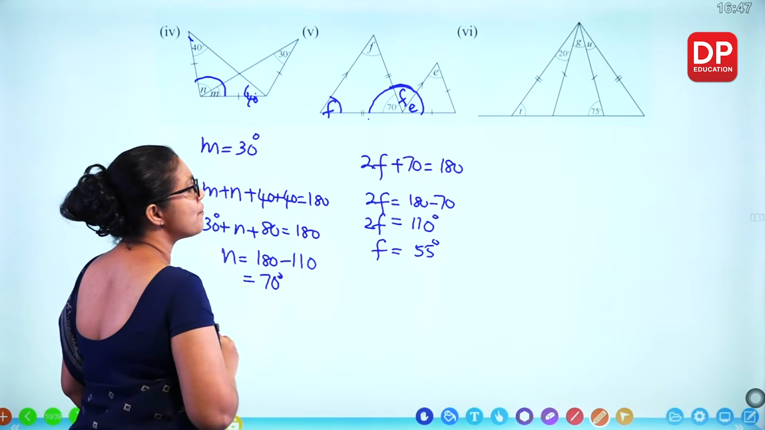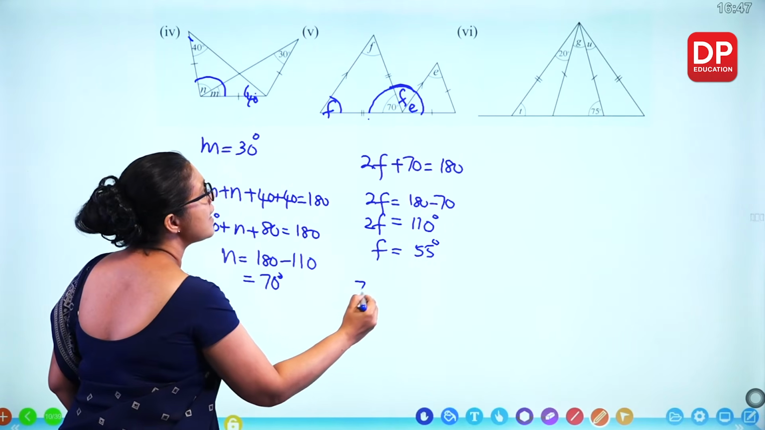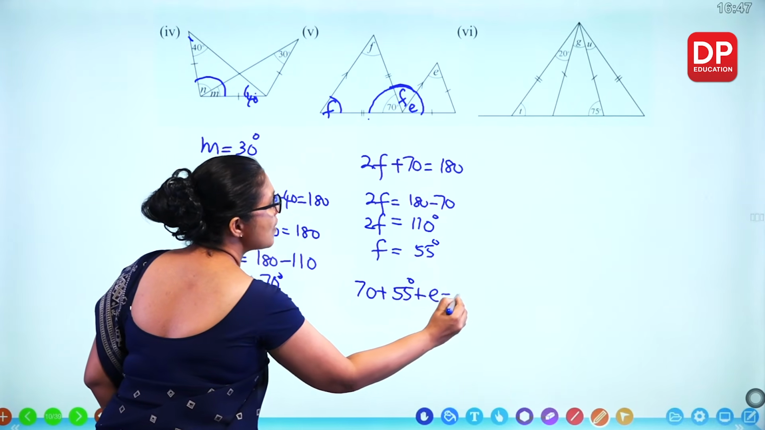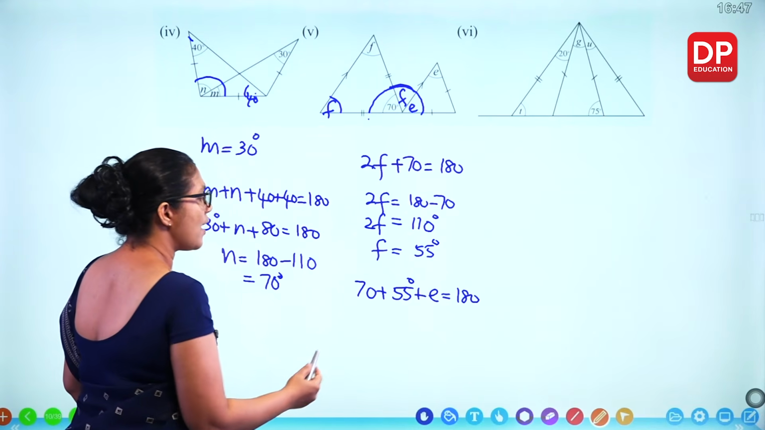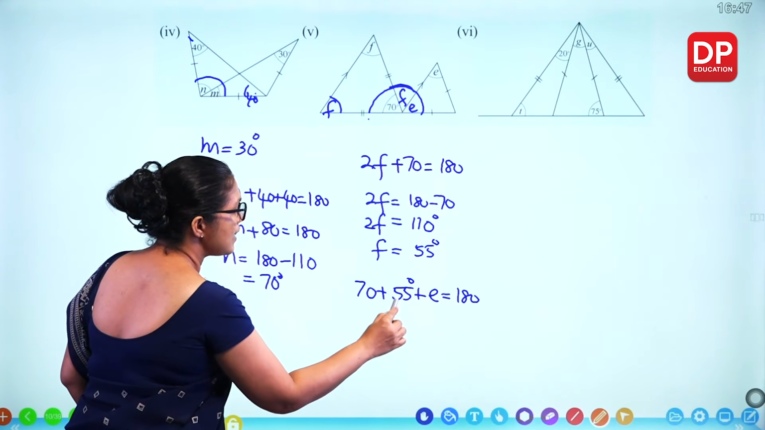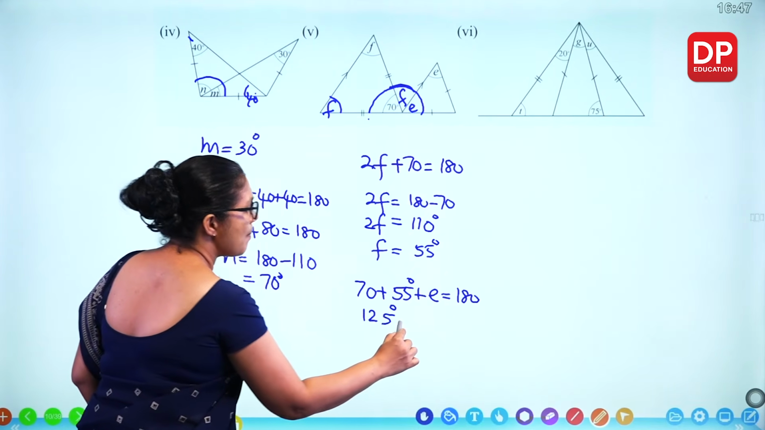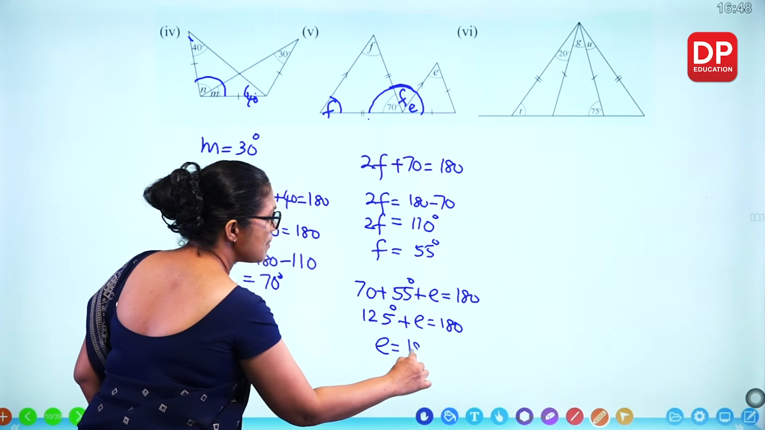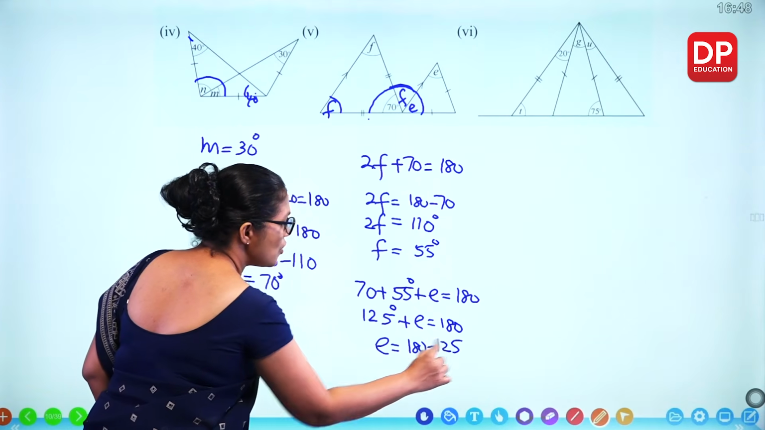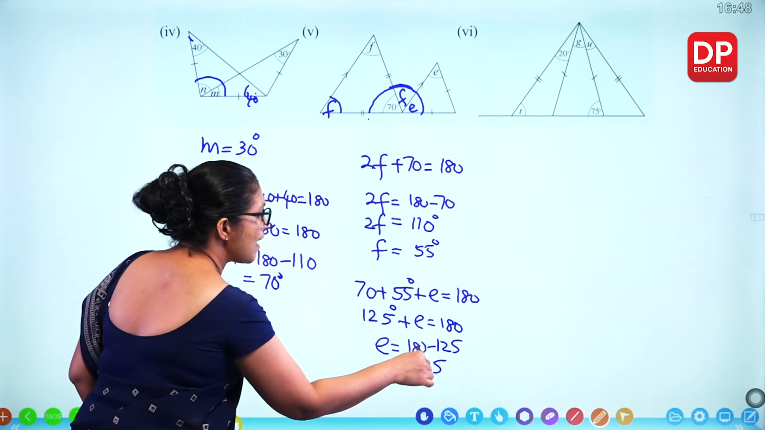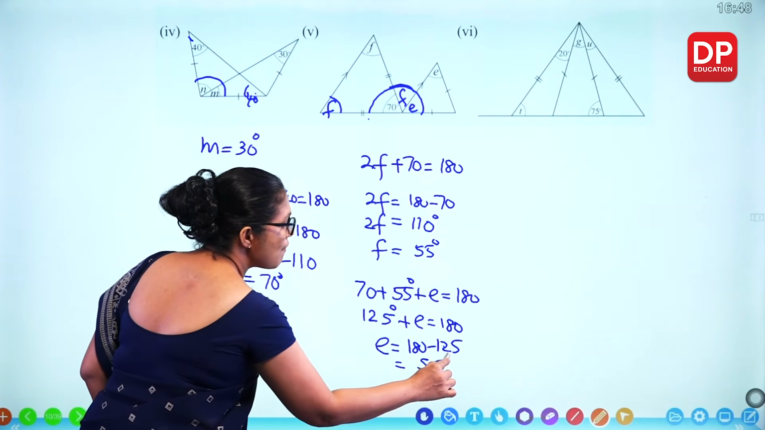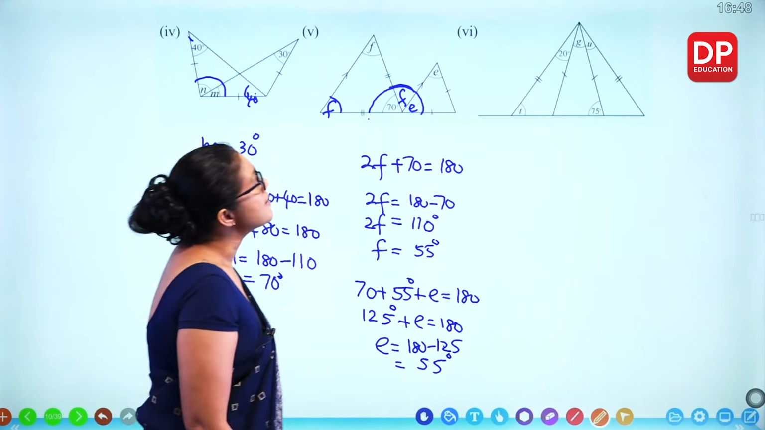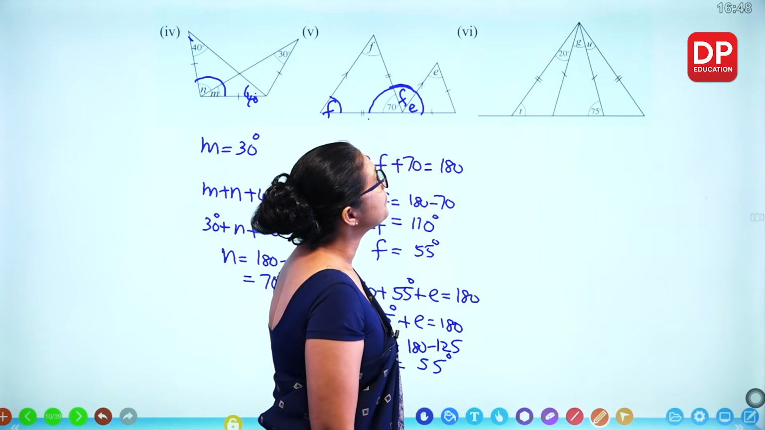So, we found F as 55. So, we can write 70 plus 55 plus E is equal to 180. So, how do you find out E? Add these two together, you get 125 plus E equals 180. E equals 180 minus 125. You get 55 degrees as the E angle. Now, let's take the other part.